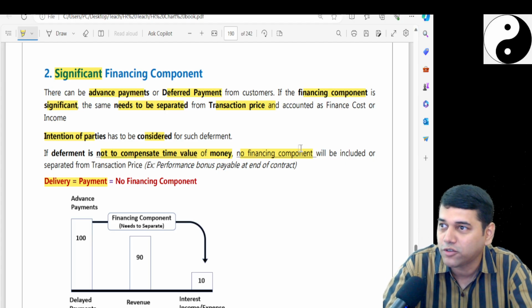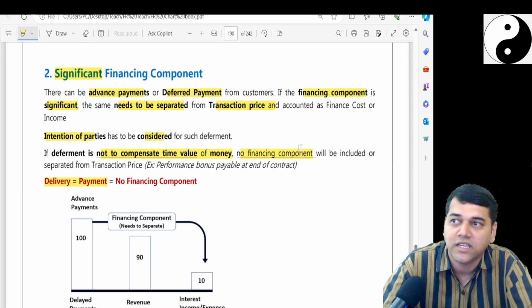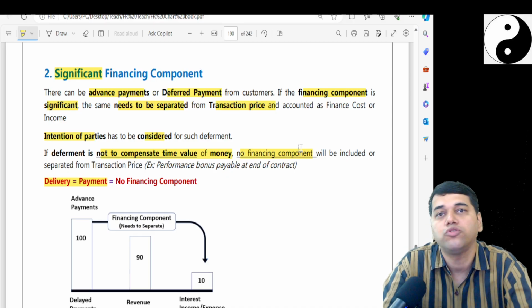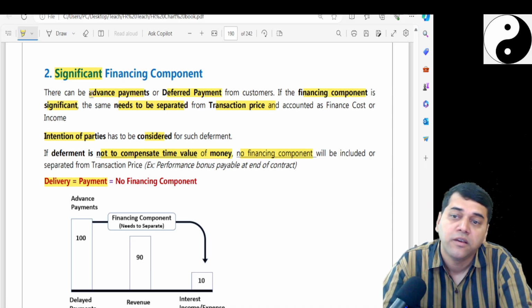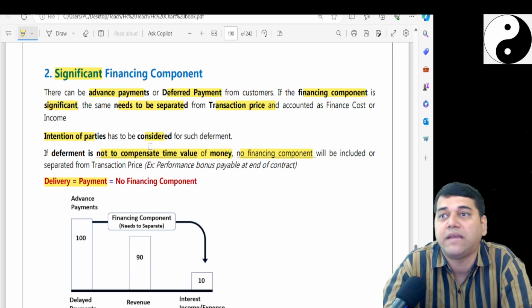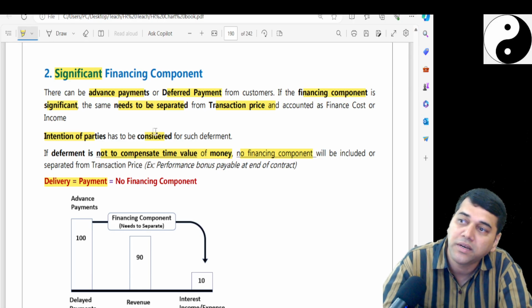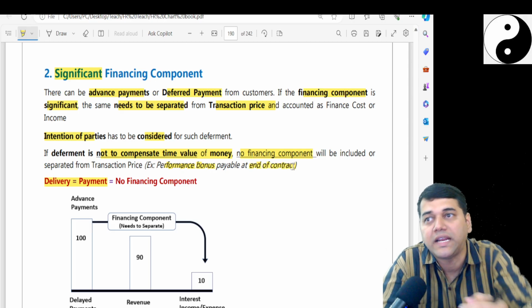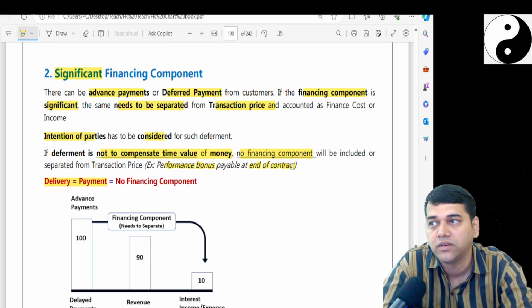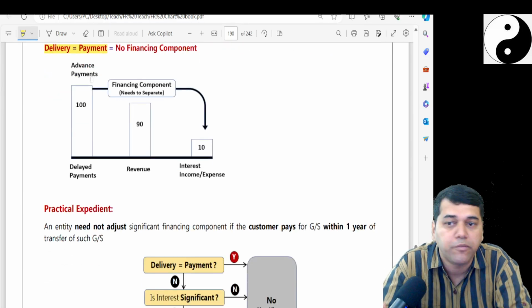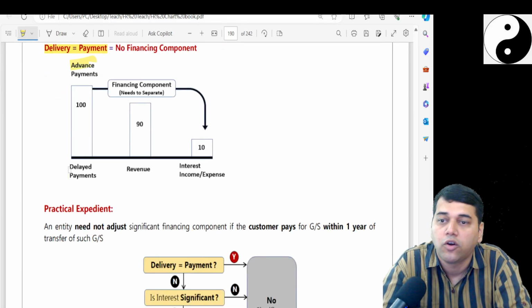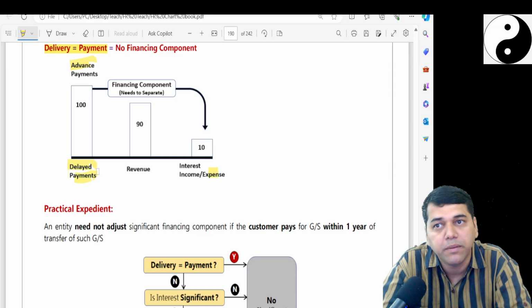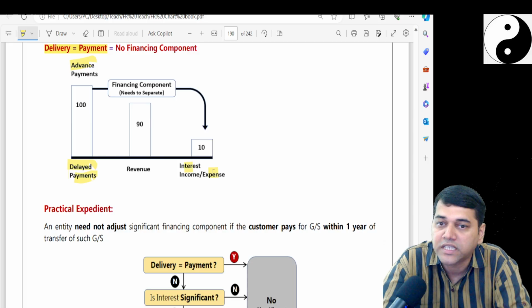A retention. In a construction contract, we have a retention, no? If that retention is done, definitely that retention will have an interest component. But you should not calculate it. Why? Because your retention is not to compensate for the time value of money. Your retention is done for some other purpose here. Similarly, a performance bonus is payable at the end of the contract. You don't pay right now, or you hold that money to check the performance. So no financing component is going to come. So there can be only two scenarios: advance payment or delayed payment. If there is an advance payment, you will have an interest expense, and if you have a delayed payment, that means if you sell on EMI, there will be interest income.